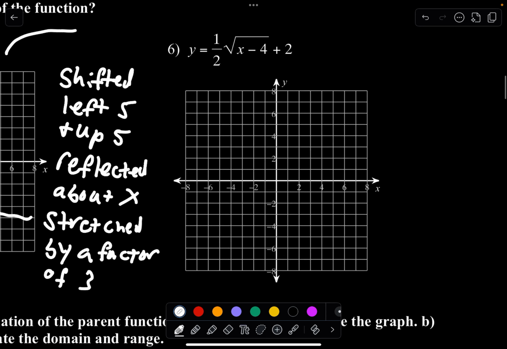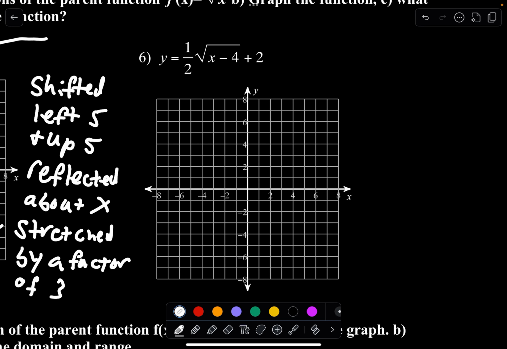Question 6. It's a square root graph shifted to the right 4 and up 2. So the starting point is right 4 and up 2. It's right there. Now, the graph is multiplied by a half. I'm going to have to stop this and start over in a moment.